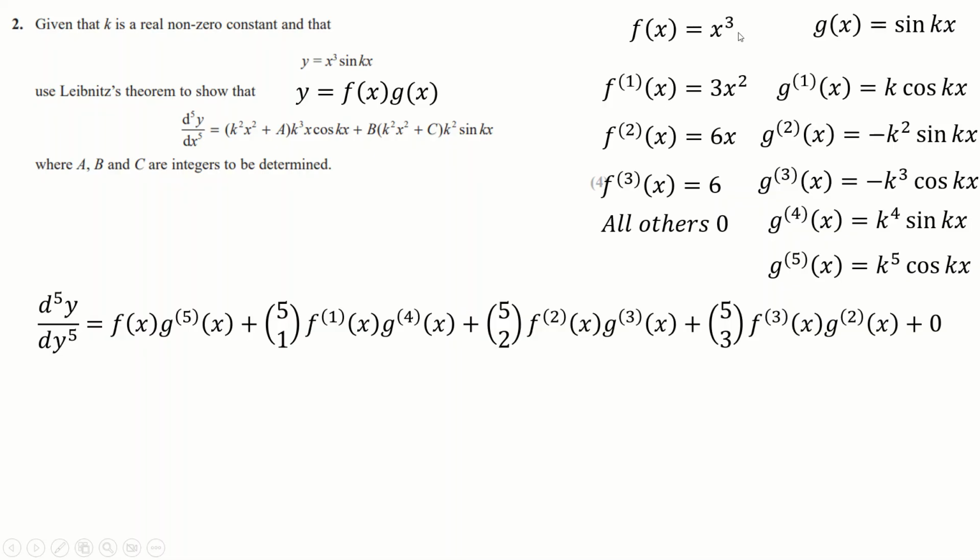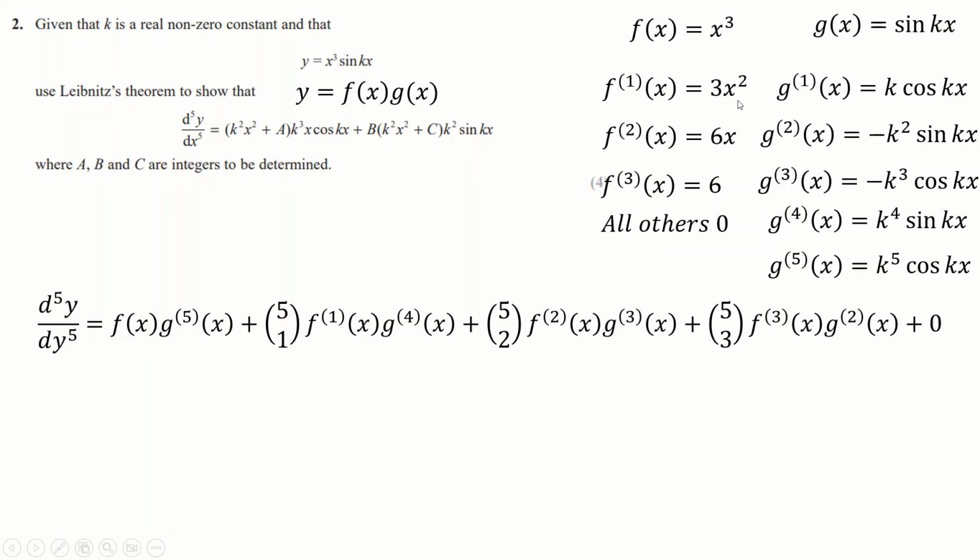It's this first f times the last g, plus 5 choose 1, because we're going up to 5, 5 choose 1 of the first derivative of f, so the second one in your list, times the second last one of g, and then 5 choose 2 of this one times this one, and it's a bit like a binomial, isn't it? You just keep swapping these. Notice I only need to go to here this term, because f4 is 0 and f5 is 0, so they're just going to make all these 0.